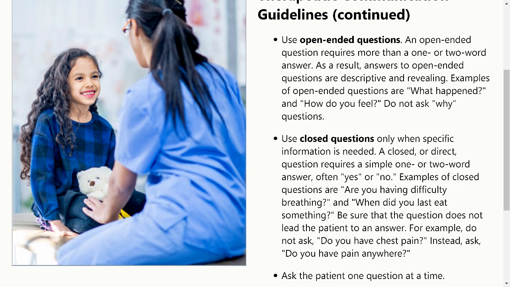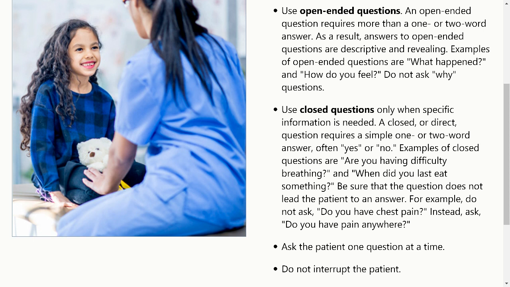So you'll use closed questions only when specific information is needed. A closed or direct question requires a simple one or two word answer, often yes or no. Examples of closed questions are, are you having difficulty breathing? And, when did you last eat something? Be sure that the question does not lead the patient to an answer. For example, do not ask, do you have chest pain? Instead, ask, do you have pain anywhere? Ask the patient one question at a time and don't interrupt them.